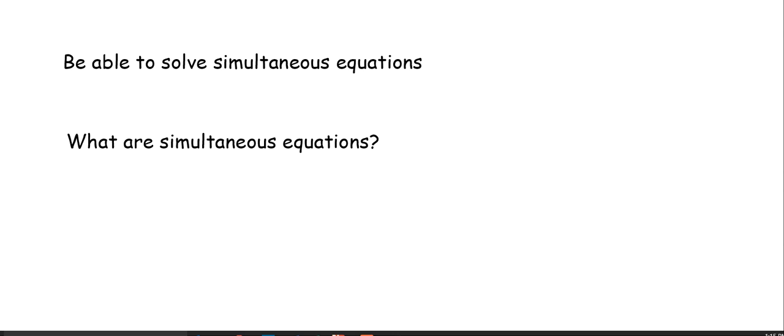So my question for you is, what are simultaneous equations? What do they mean? Yes? When there's a variable on either side? I would say that doesn't explain to me what a simultaneous equation is. Well, there's two or more variables at the same time. Again, what does that mean? Can anyone give me an example? Well, probably not off the top of your head.